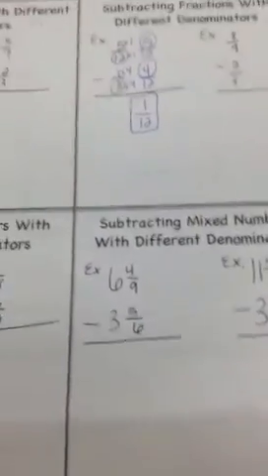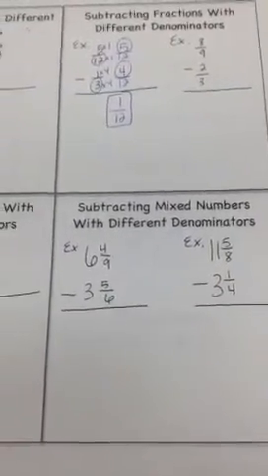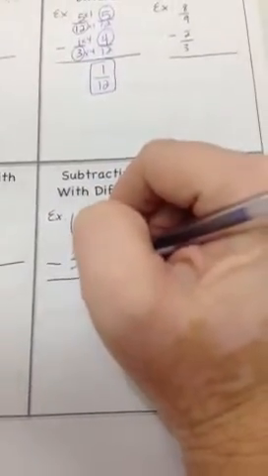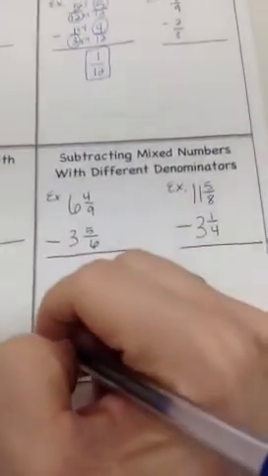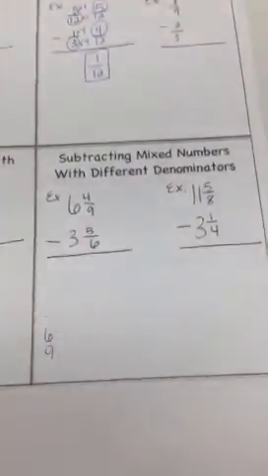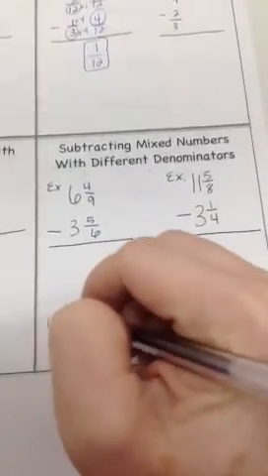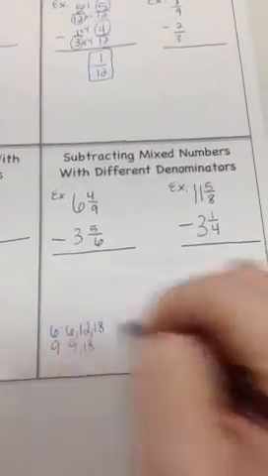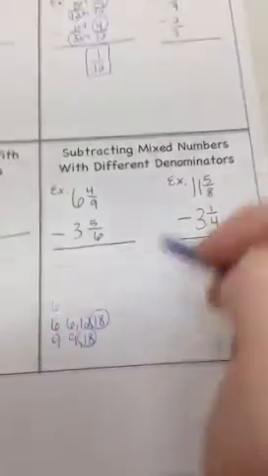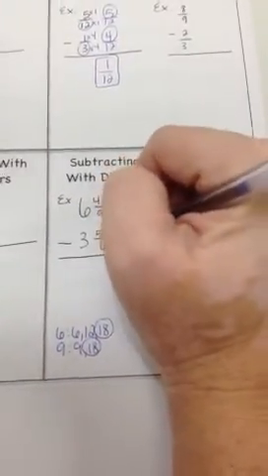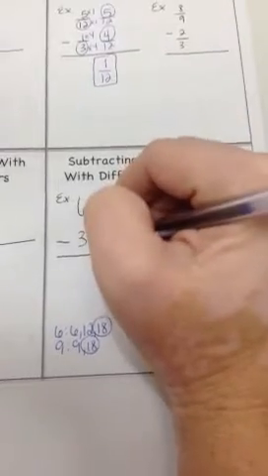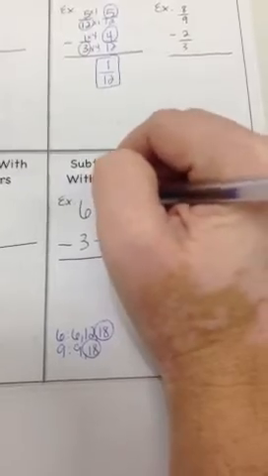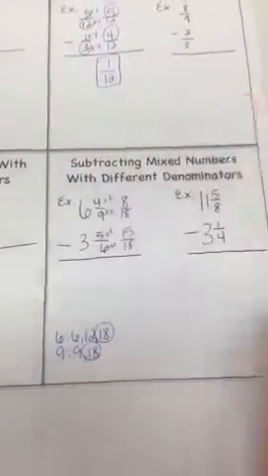Last one is subtracting mixed numbers with different denominators. So we have whole numbers now. Okay, so let's look at 9 and 6. That one might be a little harder for you to think of one. So you could come down here and list them out. If you count by sixes, 6, 12, 18. If you count by nines, 9, 18. So we both hit 18. 6 times 3 made 18, so 5 times 3 is 15. 9 times 2 is 18. 4 times 2 is 8.